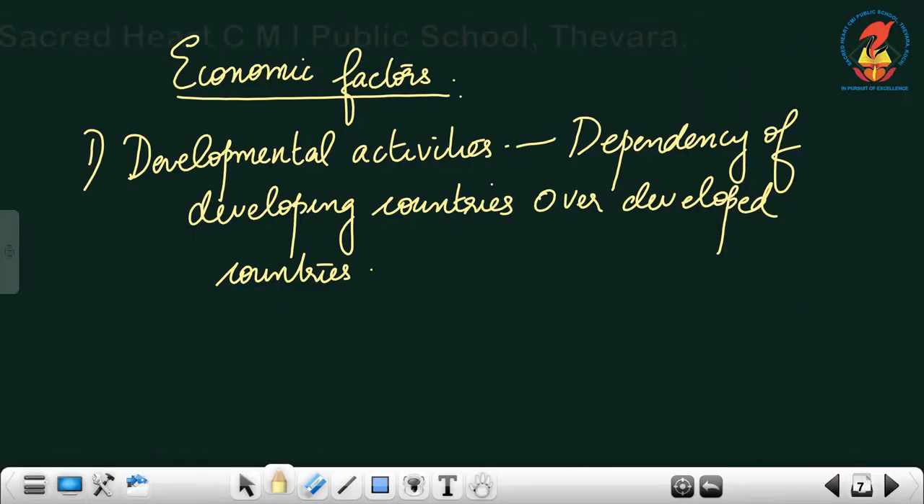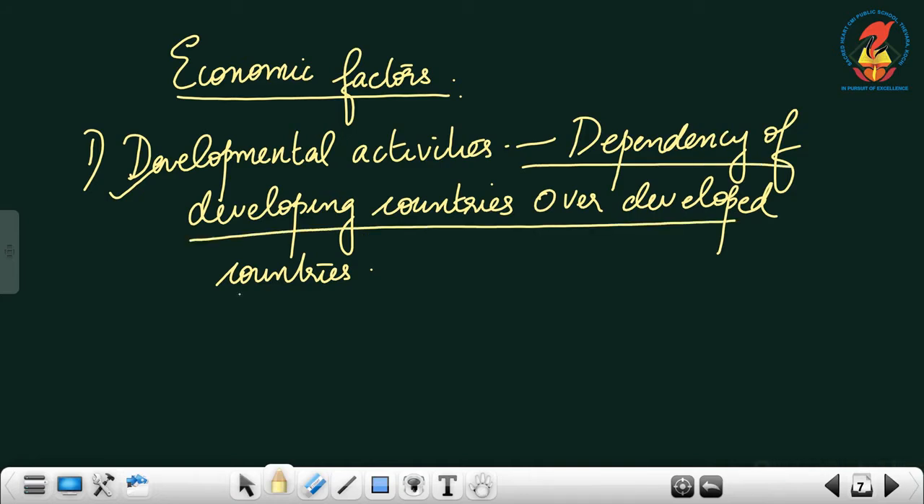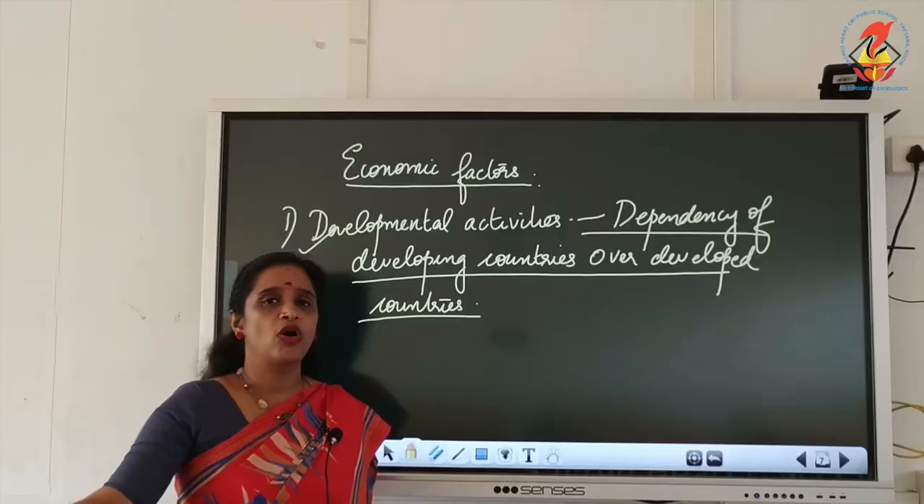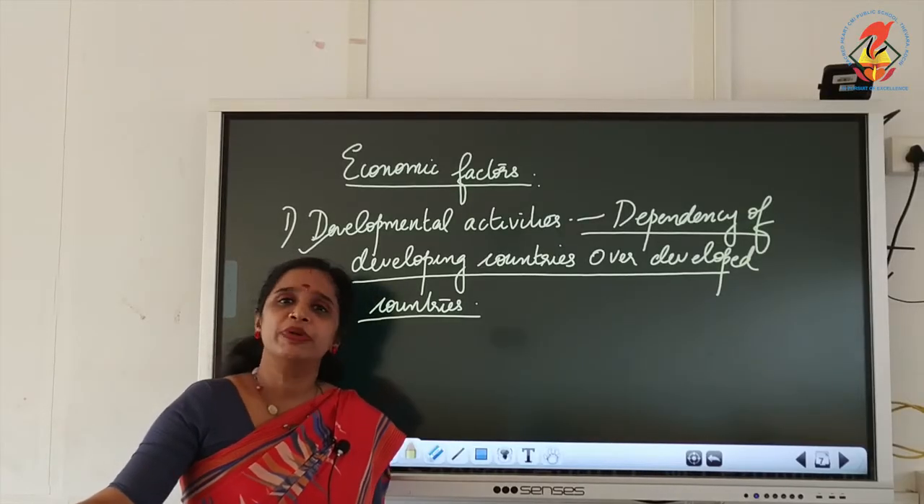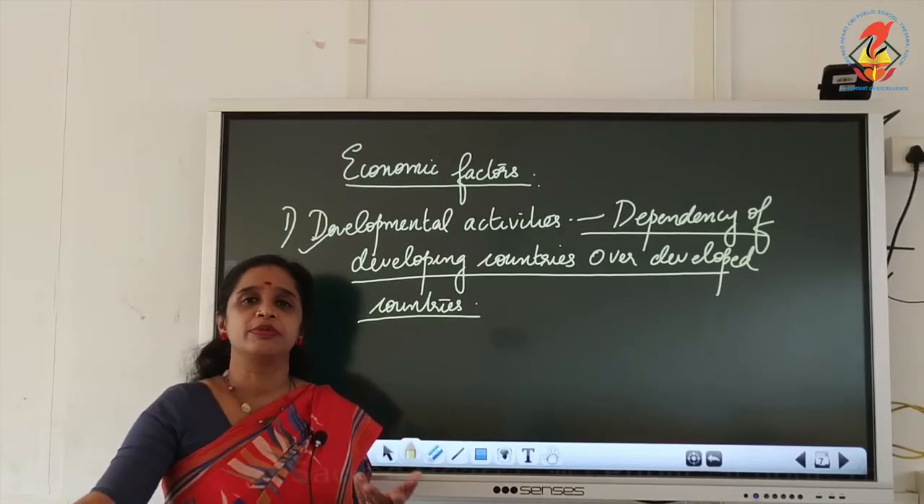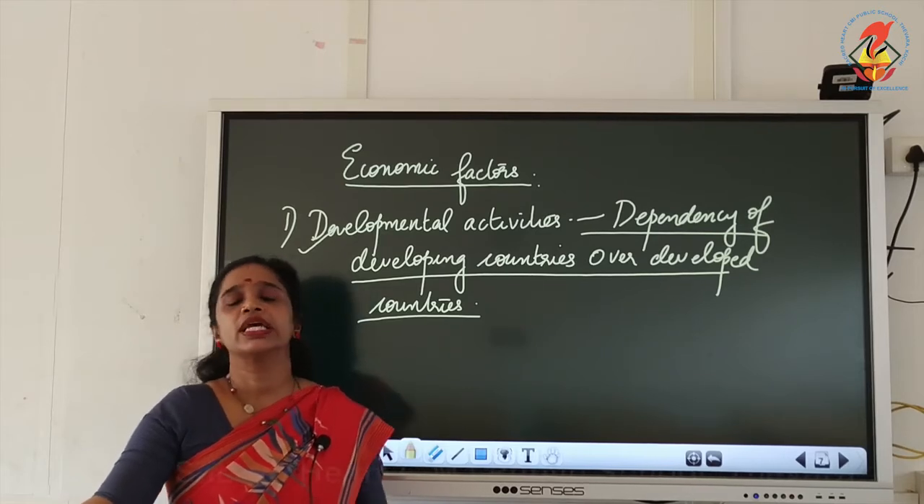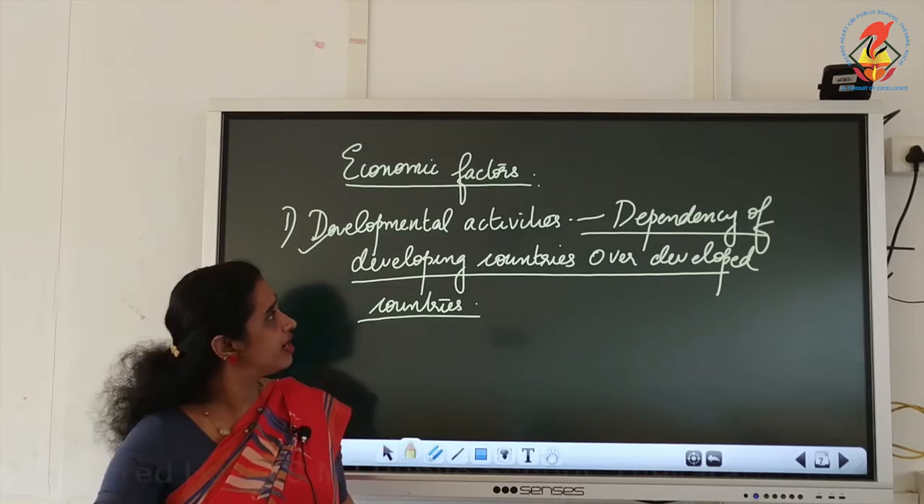Now, economic factors are of different types. We are discussing economic factors only, and the first economic factor is developmental activities. Developmental activities come under the economic factors. What is this? Dependency of developing countries on developed countries. You know, a developing country will always be dependent on a developed country. India is dependent on the United States of America or any other developed countries.